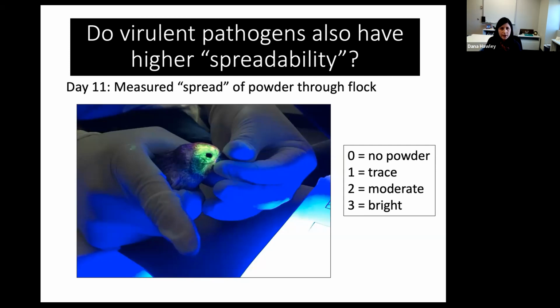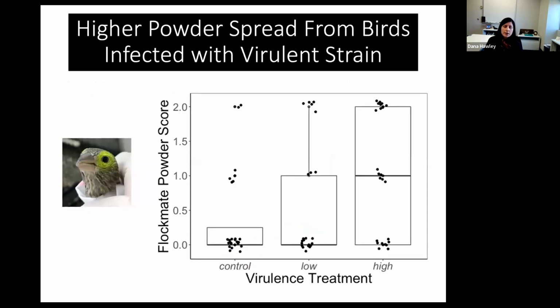And importantly, we hired someone that was totally unfamiliar with the experiment. So they had no idea why we were doing the study to actually take the powder measurements, so that we would make sure that those scores were truly blind, not only to treatment, but even to what question we were asking. So our main metric of interest here is this y-axis.